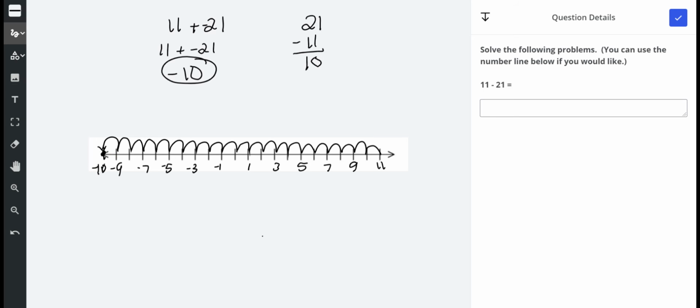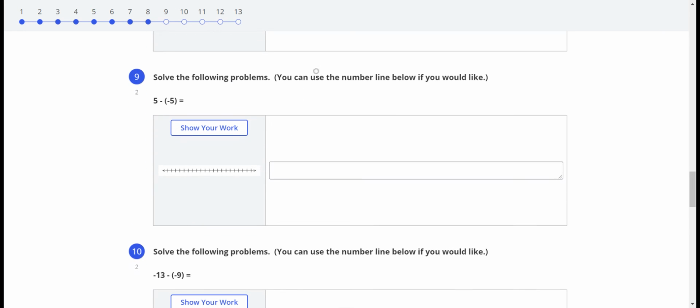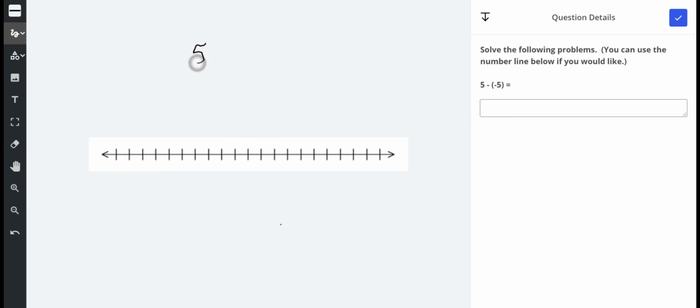Okay, after labeling, then I wind up with negative 10. Number 9, 5 minus negative 5. So I'm going to change this into an addition problem by doing the additive inverse. I'm going to add and make the inverse of a negative 5 a positive 5. So this becomes 5 plus 5. Oh, well, they're both the same. This is like a traditional problem that we've learned many years ago. 5 plus 5 is 10.